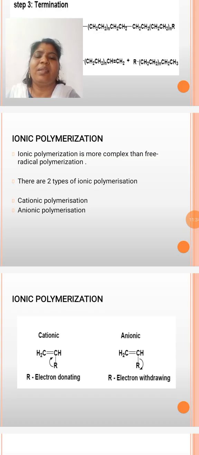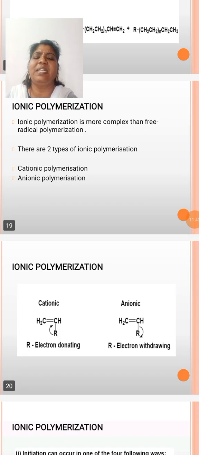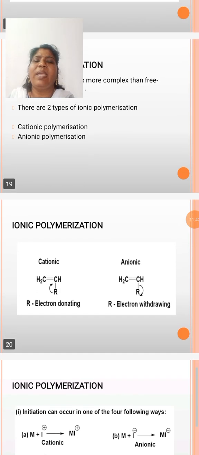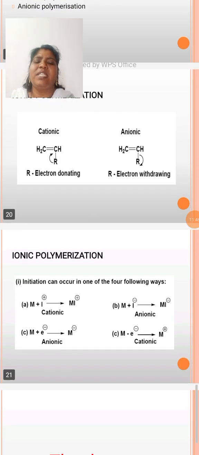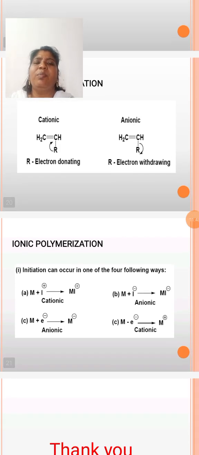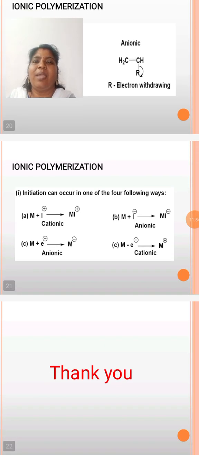So in cationic you will always be having an electron donating group. In anionic, an electron withdrawing group will be present as the R group. This will act as the chain initiation process. This chain initiation process will further proceed with the propagation and termination steps. Those steps I will be putting in videos in the next class, and I will be explaining about it in detail.